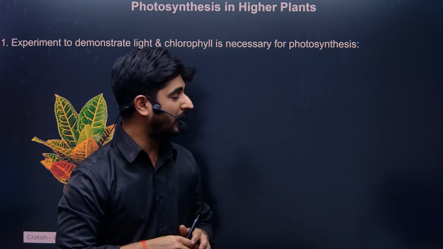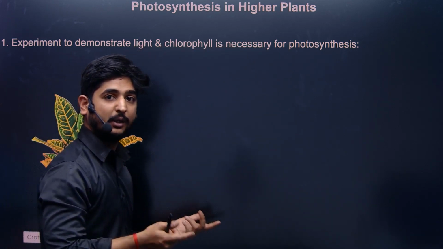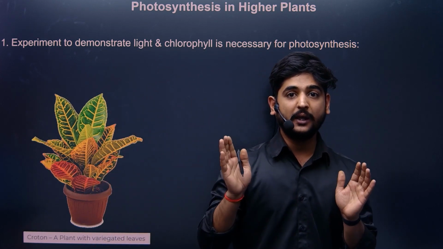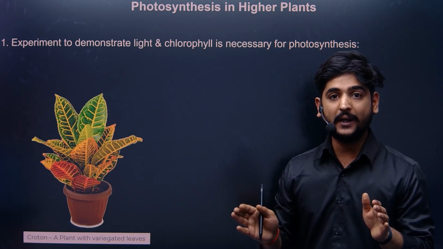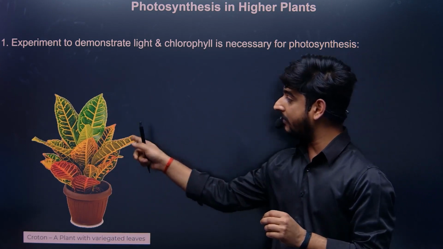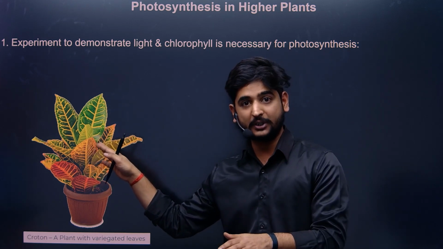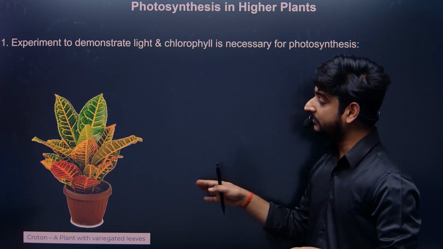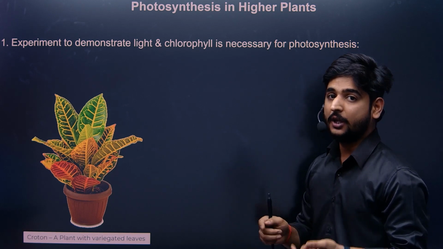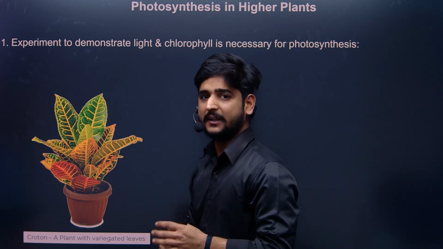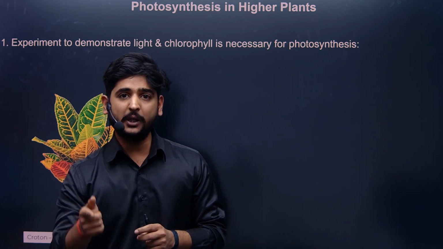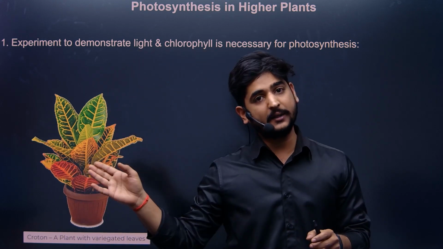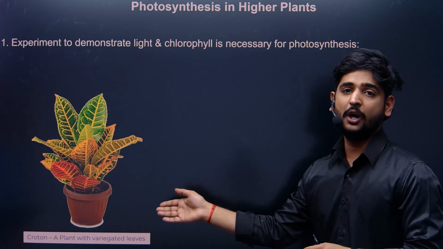In this experiment, we have taken a simple plant, a variegated leaf plant. What do you understand by a variegated leaf? A leaf in which we have green regions where chlorophyll is present and non-green regions where chlorophyll is absent. Such leaves are called variegated leaves. You have already seen these leaves in your home, right? You have seen money plant. That's an example. Another example is in front of you, which is croton.